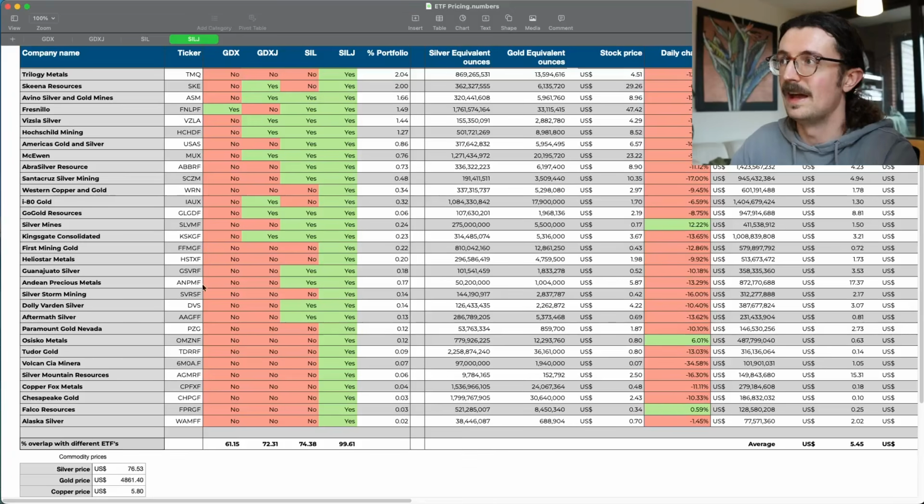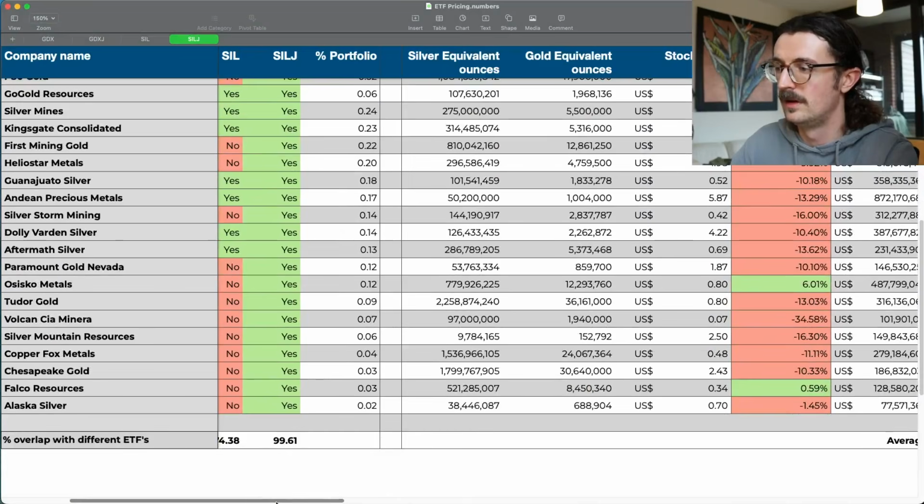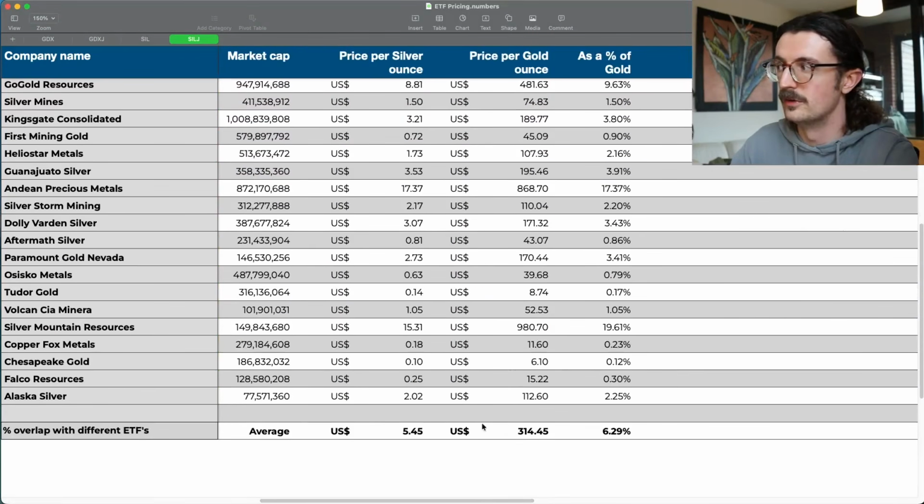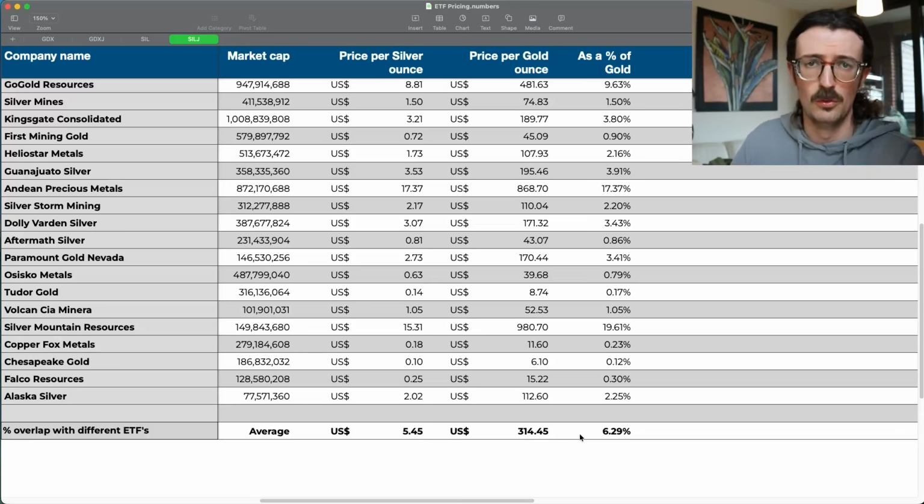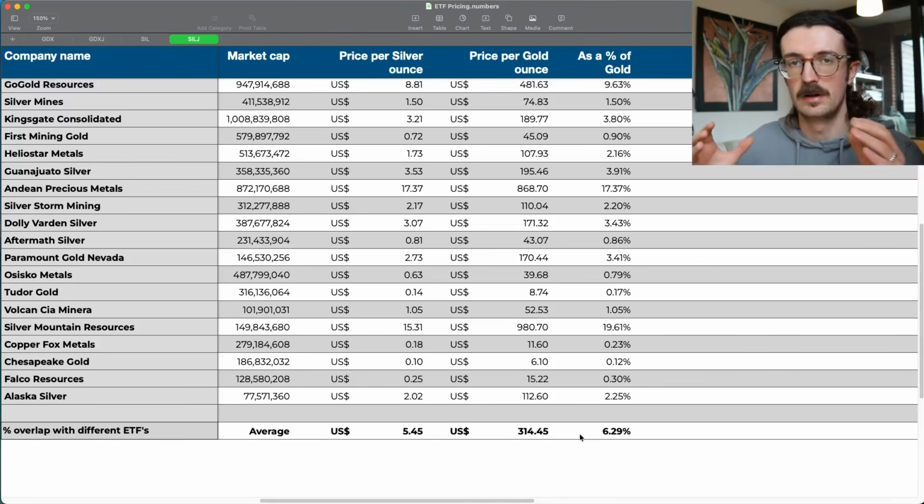And if we go to the SILJ, I have made the same overview here. I'm going to make this bigger for you guys. We can see that the SILJ is valued at 6.29, so 6.3% of the price of gold. So when the size of the company decreases, their gold ounces in reserve and resources get valued less. And that is very interesting. So the bigger the market cap of the company, the higher the valuation people put on their ounces.